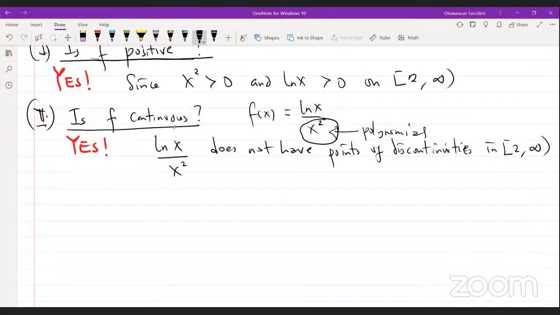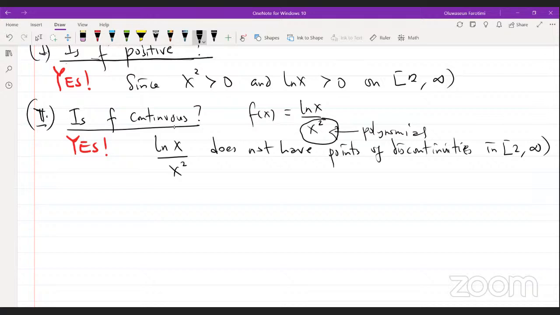In this way, I combine both the top and the bottom together. Now, how do I know it doesn't have a point of discontinuity? Because this is 2 to infinity, not 0. If we were going from 0 to infinity, there would be a problem. Why? Because on the bottom you have a 0, and ln of 0 is undefined, so you'd have something over 0. That's already a problem.